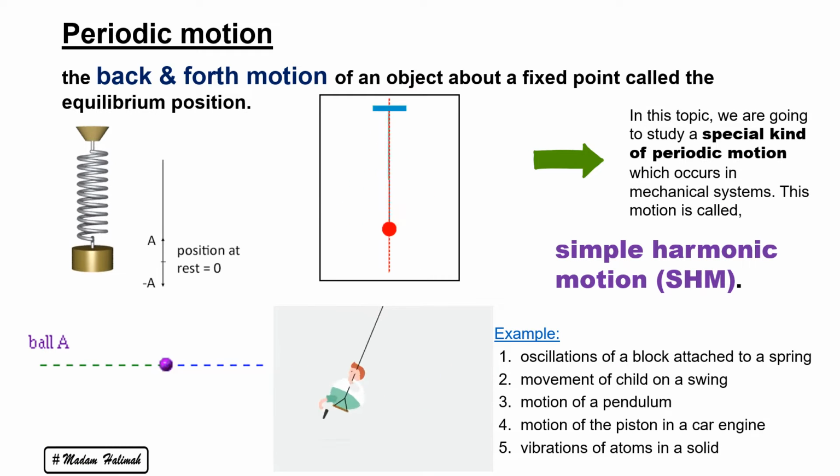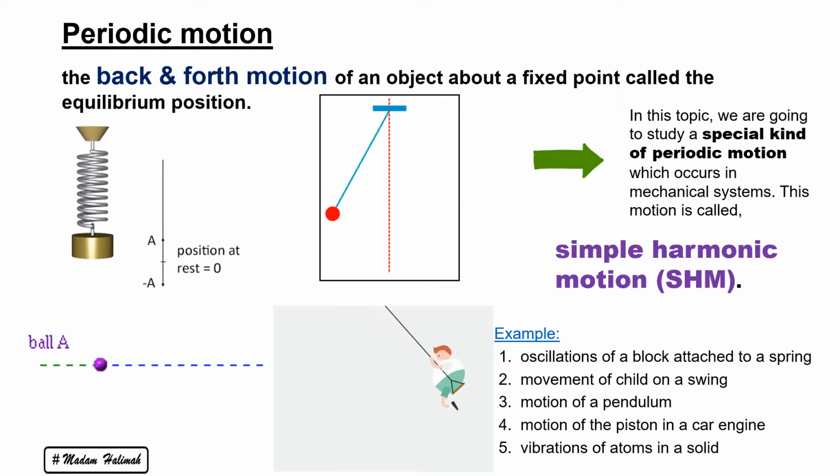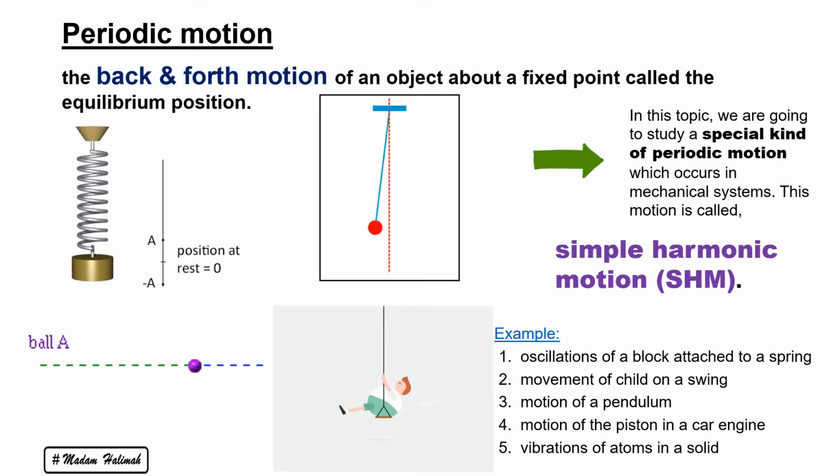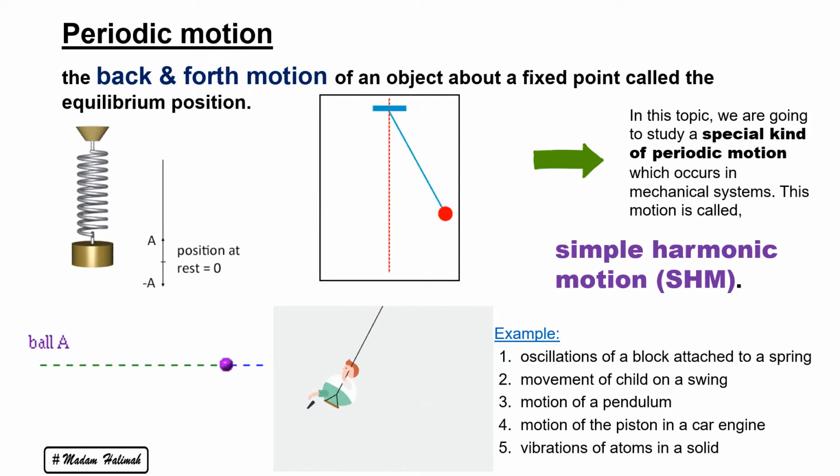What is periodic motion? The back and forth motion of an object about a fixed point called the equilibrium position. This is the example for periodic motion.